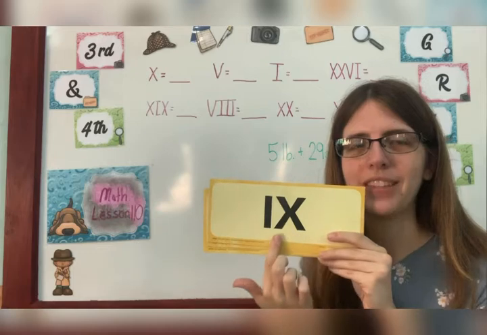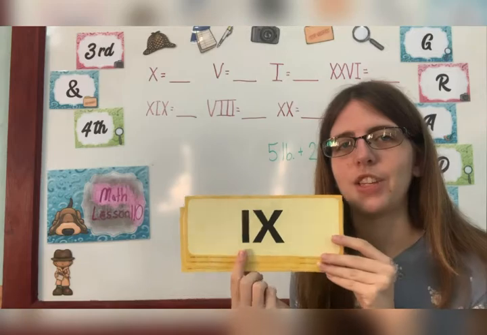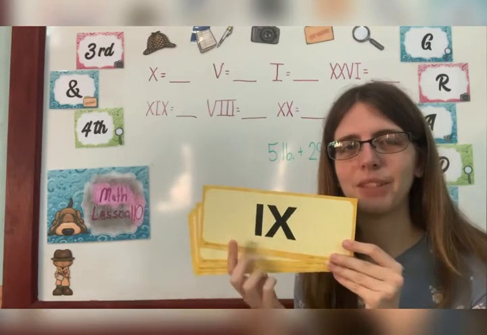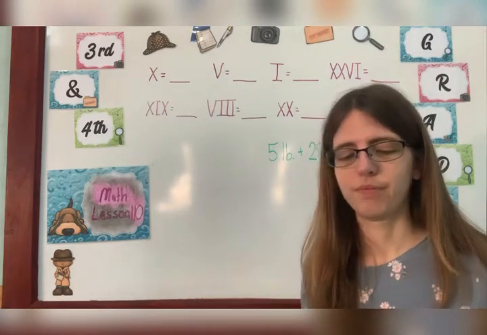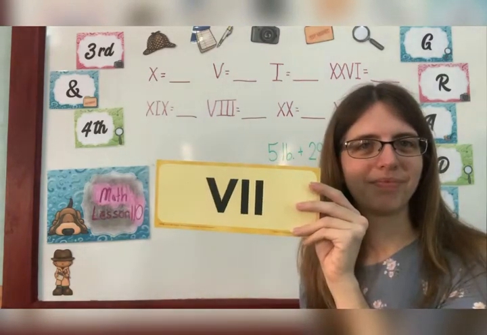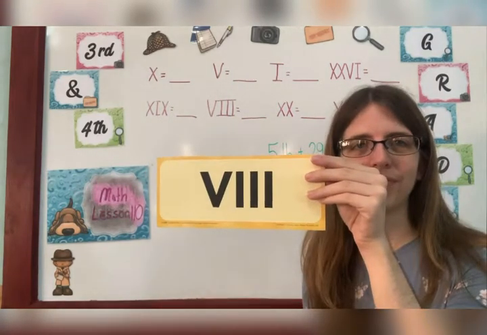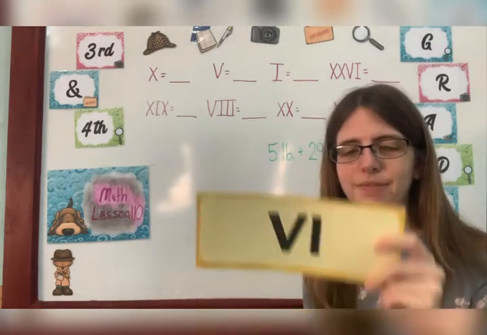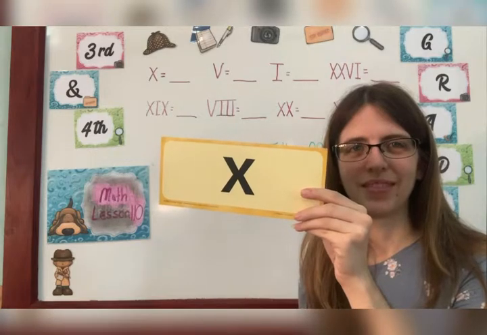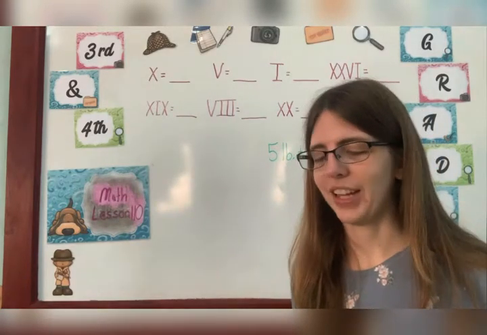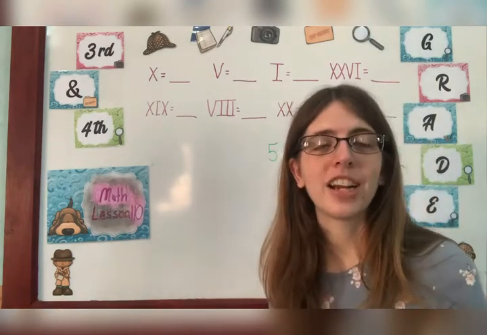Ooh, think about what this is. Then you have a smaller one in front of it. You subtract, so this is 10 minus 1 is 9. All right, whoops. This one is 7, nicely done. 8, 6, and 10, perfect.